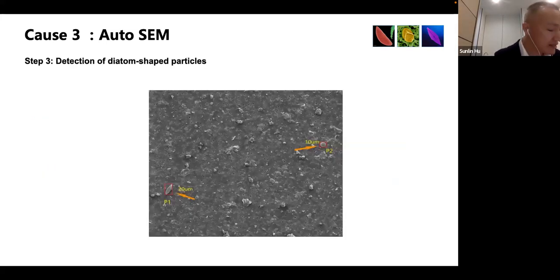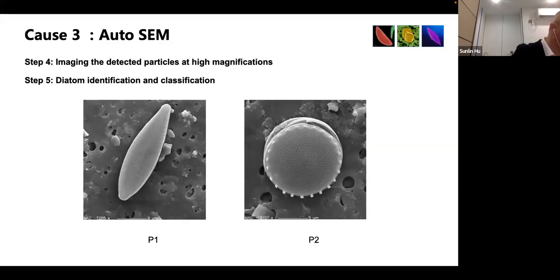The remaining steps had to be done manually. Every diatom-shaped particle will be labeled, like particle 1 and particle 2, and the coordinates will be recorded. Next, these particles will be revisited, and the high magnification images will be captured for identification and classification.